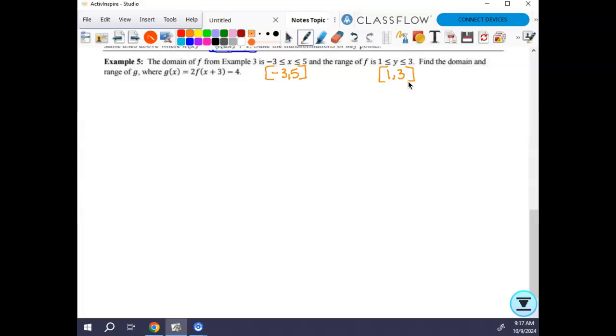So let's do the same type of thing that we've been doing. I'm going to start here. That affects y, right? So that is a vertical dilation by what? 2. Good. And then that 3, that is a horizontal translation of what? -3. Very good. And then a vertical translation of what? -4. Good.